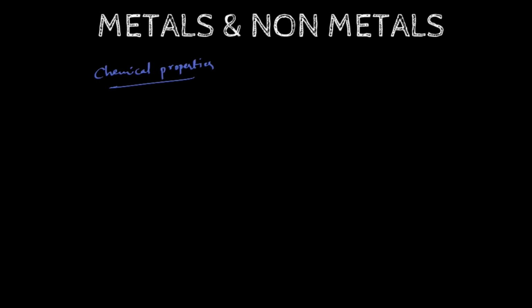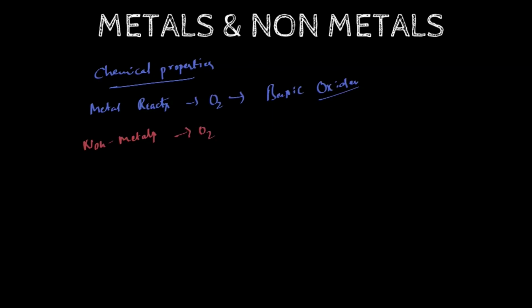So how are you going to differentiate between a metal and a non-metal by seeing their chemical properties? Simple thing, whenever a metal reacts with oxygen, it forms basic oxides, whereas when a non-metal reacts with oxygen, it forms acidic oxides. So how are you going to tell that the oxides of metals are basic and oxides of non-metals are acidic?